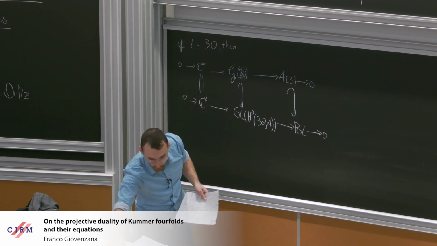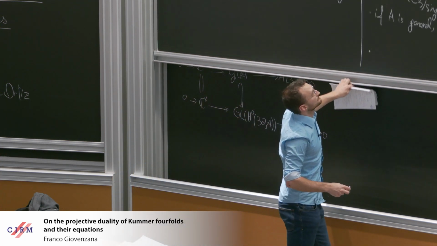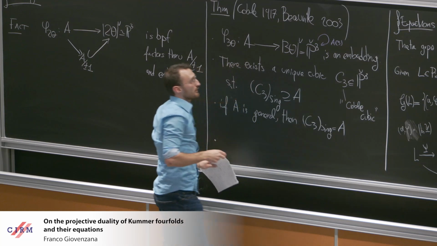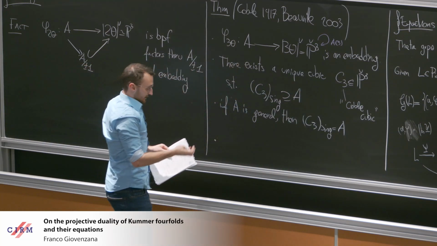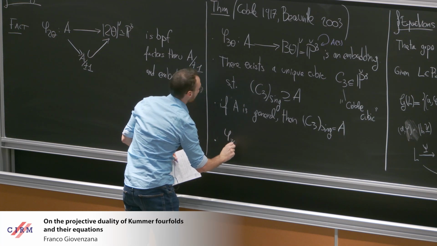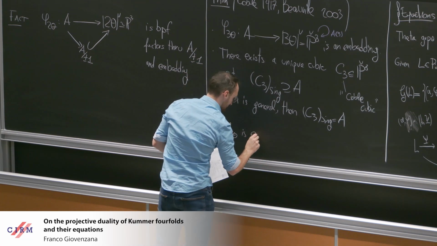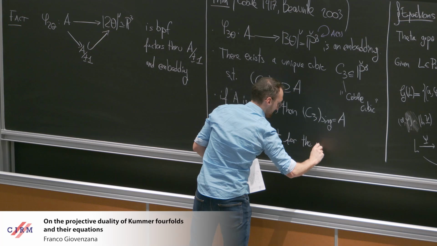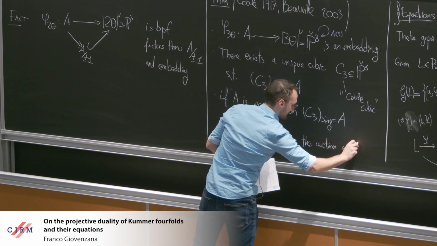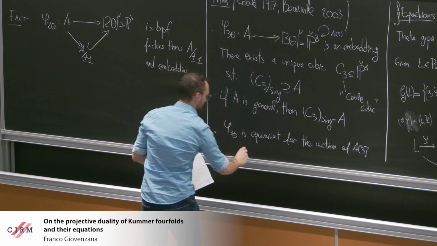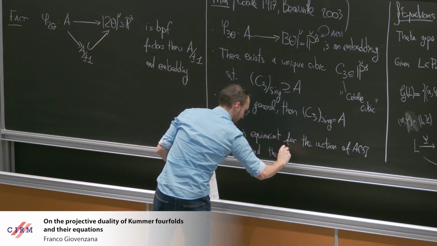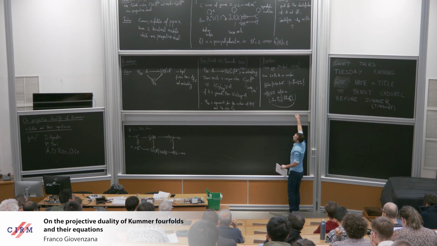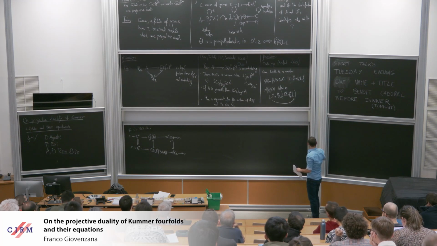And so with this action, we can actually complete the theorem here. So here I have the action of A[3], so the 3-torsion points of my abelian surface. And the thing is that phi_theta is equivariant for the action of A[3]. Can you show the other board? Yes, just a second. And also the cubic.